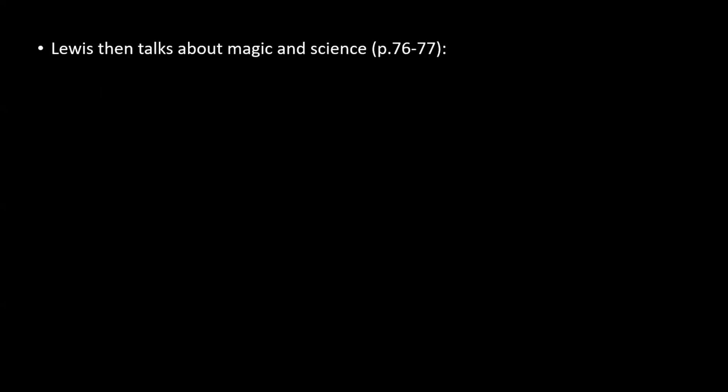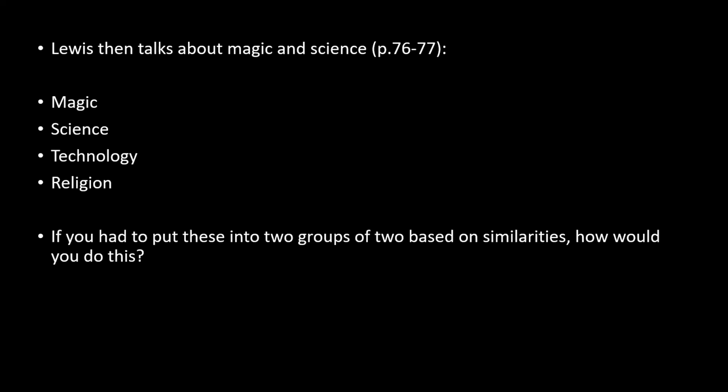So Lewis will then talk a little bit about magic and science. In one of the videos that I sent out, and also Peter Kraft will also talk about this in some of his talks and books about C.S. Lewis, C.S. Lewis will kind of try to compare magic and applied science. And so the way to think about this that I found really helpful in these different resources was, let's take these four categories: magic, science, technology, and religion. If I were to ask you to put these into two groups of two based on similarities, how would you group them? So think about that for a minute.